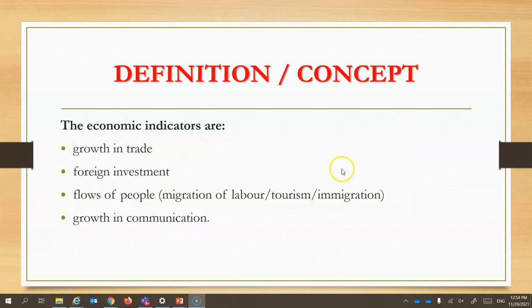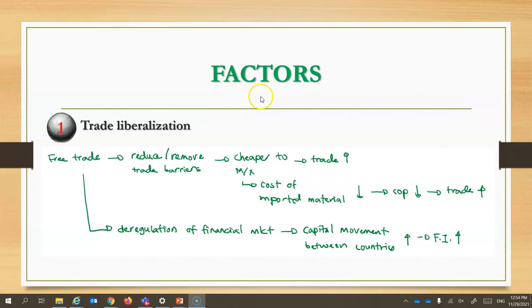Okay, now next we will be looking at factors. There are a few factors that we'll be looking at. Number one is trade liberalization. I've mentioned in my previous video that trade liberalization simply means free trade. If you are looking at free trade, it means freer movement of trade between countries.